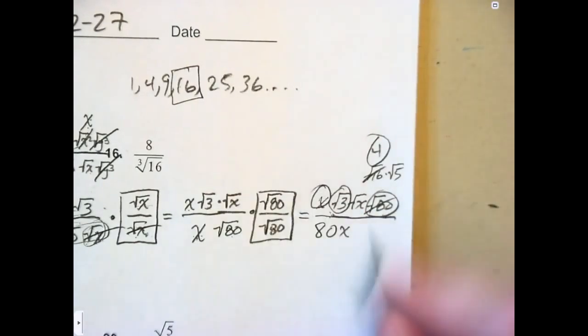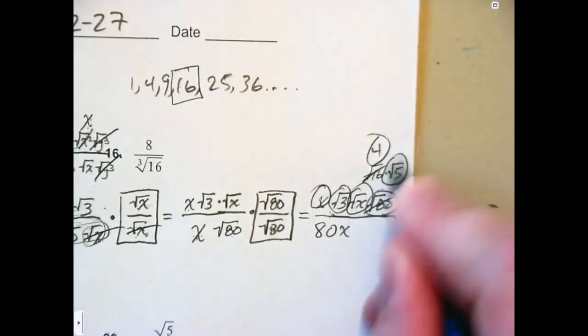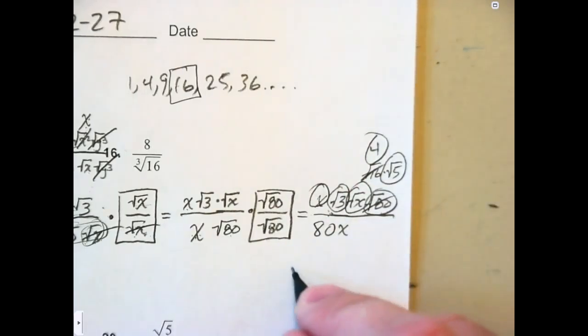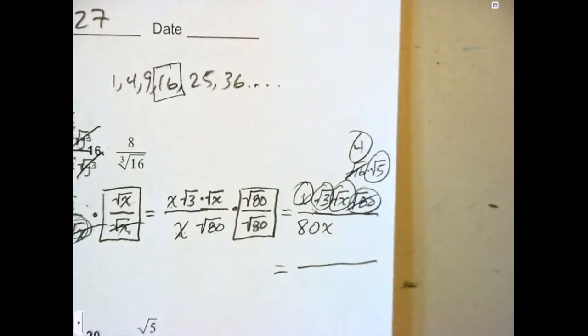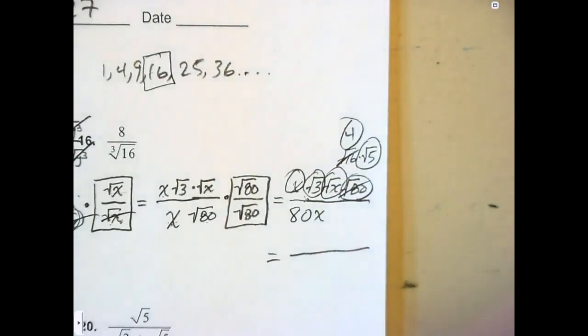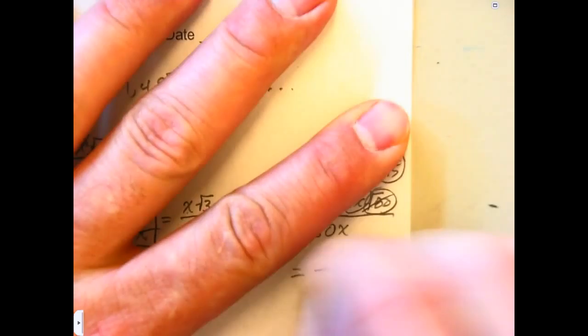We're done with that. We have everything done there. On top, everything's done, and on the bottom. Put the whole top together. What do we have on top? And then what do we have on bottom? Write your answer out there.